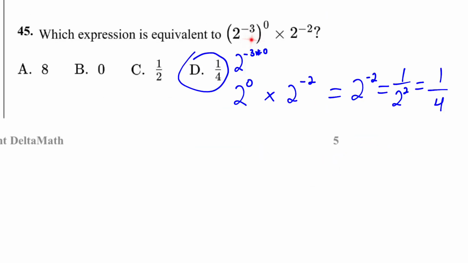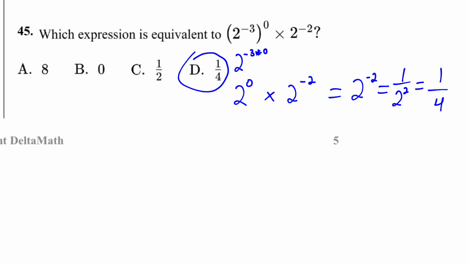First thing I do is this part here on the left. I can use the power rule to say negative 3 times 0, which is just 0. Then I use the product rule to take 0 plus negative 2, and that gives me negative 2. Another way to write that is 1 over 2 to the positive 2, because negative exponents, when you move them to the bottom of the fraction, become positive. Another way of writing this, well, 2 squared is 4.